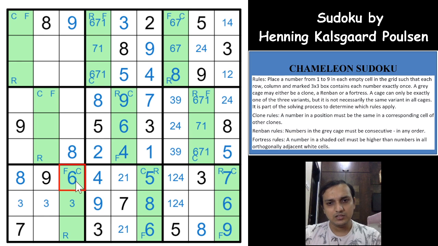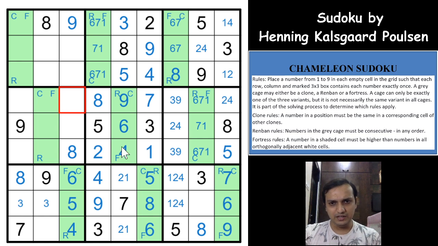6 has to be here, right? Because of the classic rules, which means the Renban will apply as 6 5 4, no other way. 6 4 and 5. You cannot have 7 because you already used a 7 here. And what are the pencil marks here?